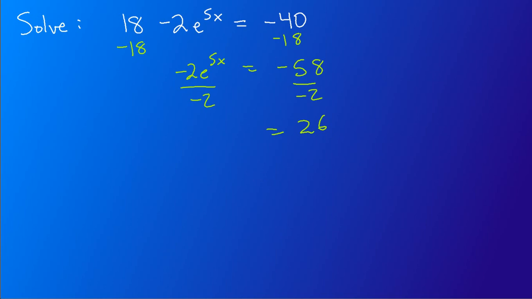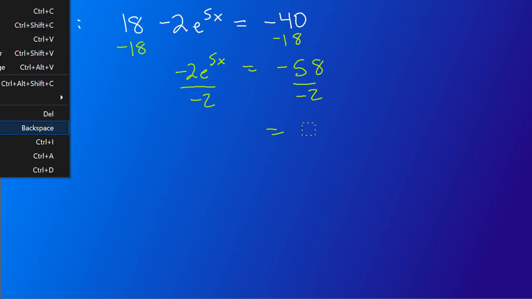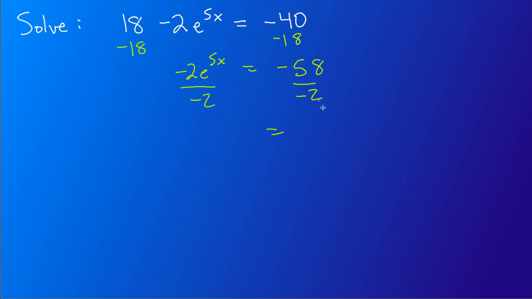No, it does not give me 26. Am I crazy? The answer is yes, I am. That does not give me 26. That gives me 29. Get in the right mode. Deselect. It thinks I'm trying to select that. All right, 29. All right, e to the 5x.